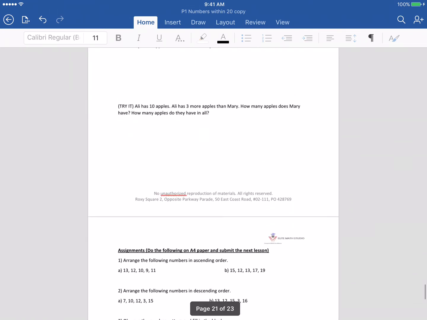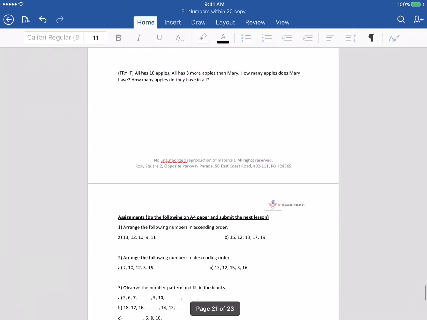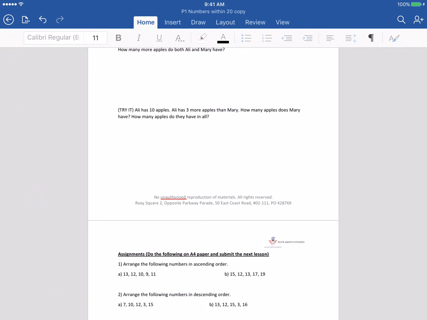Okay, so we have actually done the chapter on numbers within 20. So what's the difference between this and the previous topic, which is numbers within 10? Basically, it's more or less the same. It's just the values are bigger, so you may have a harder time calculating. But the way you do word problems, the way you do number bonds will be exactly the same.